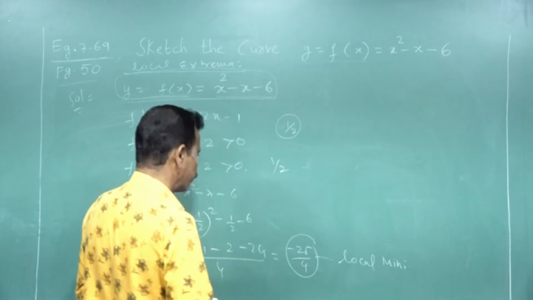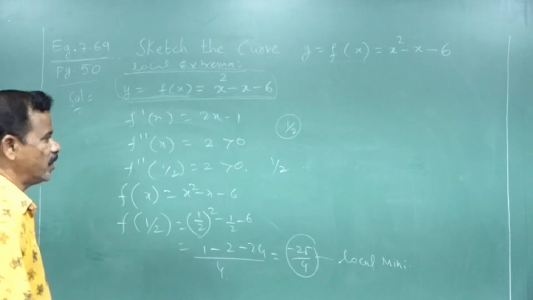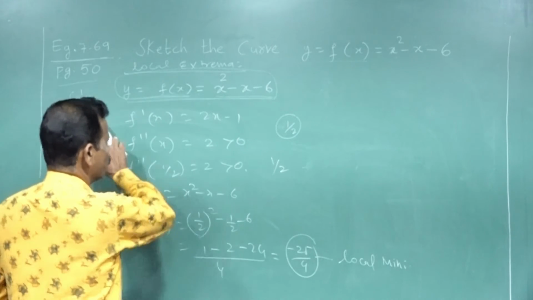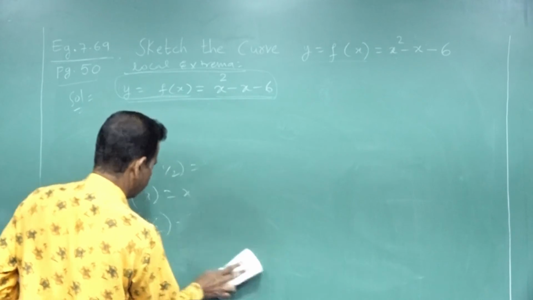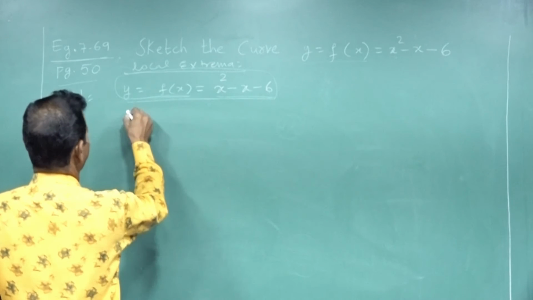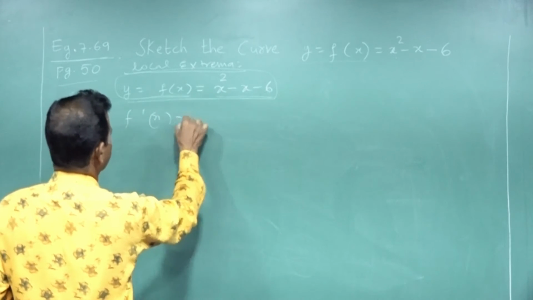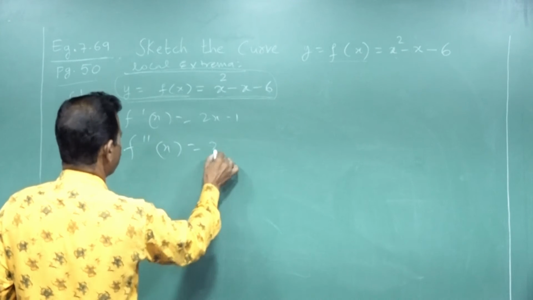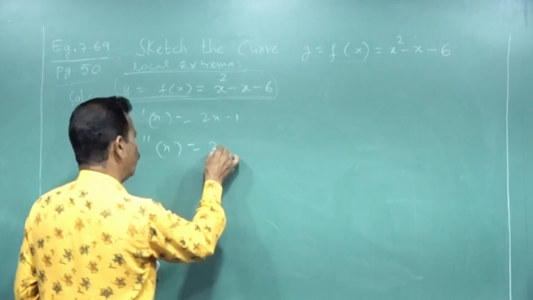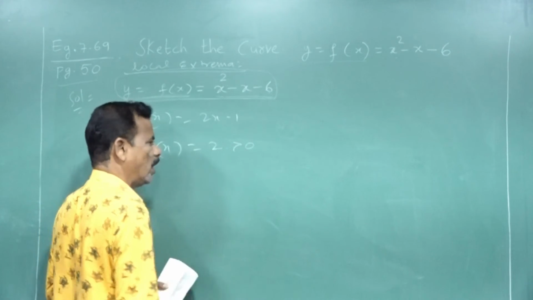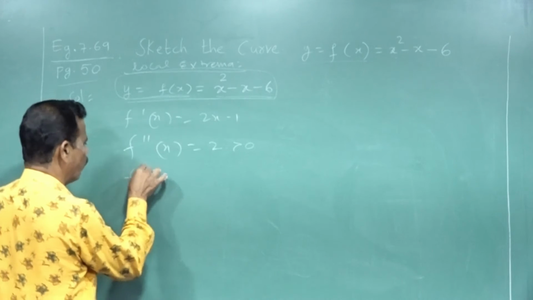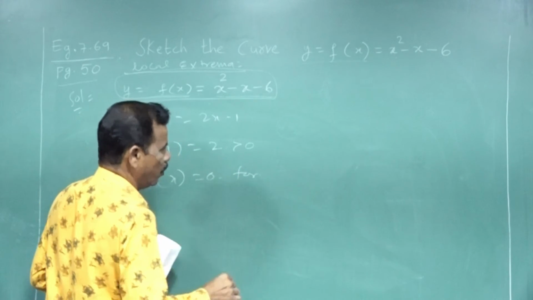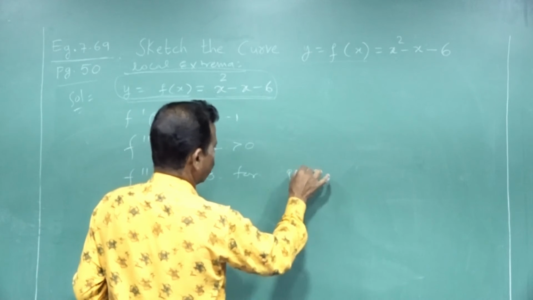Okay. After this, points of inflection. So f dash x is 2x minus 1, and f double dash x is equal to 2. This value is positive. But for points of inflection we need f double dash x equal to 0.